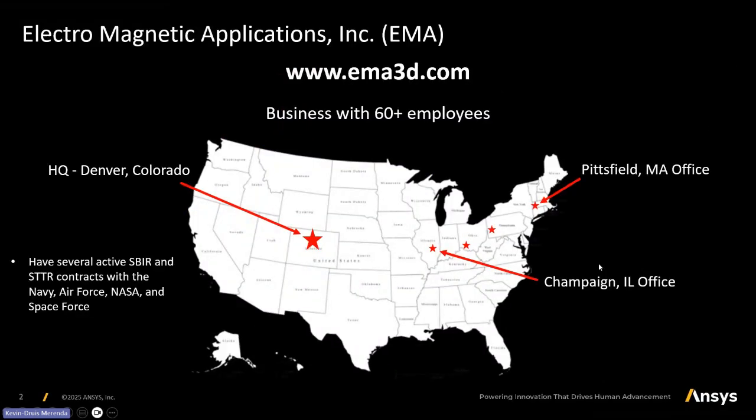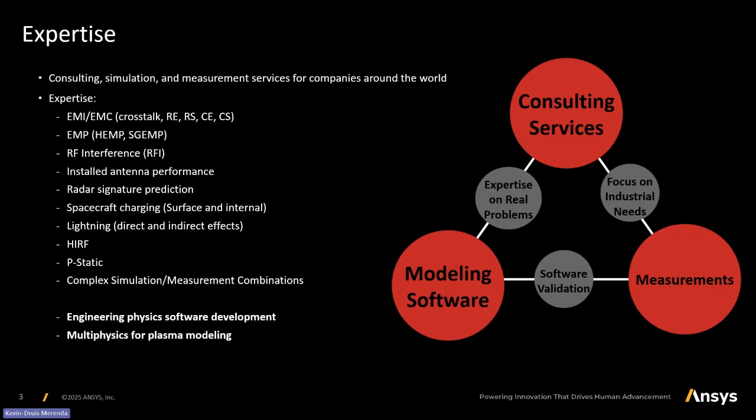Just a quick summary and introduction of EMA, Electromagnetic Applications. We have about 60 plus employees, almost 70. Our headquarters are in Denver, Colorado, and we have a couple offices across the East Coast as well. We work on several active SBIRs and STTRs, and we work regularly with the Navy, Air Force, NASA, and Space Force. Our expertise is in consulting, in simulation, and in measurements as well.